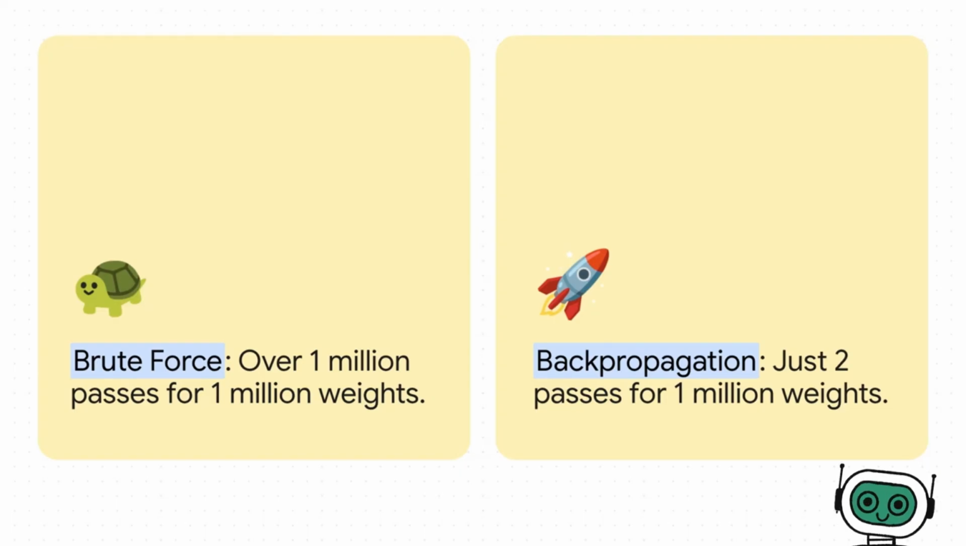So why is this whole algorithm so important? Well, in one word, efficiency. Just imagine trying to do this with brute force. For a model with 1,000,000 weights, you'd have to tweak each one by one, and then rerun the entire network just to see if it helped. That's over 1,000,000 separate passes. Backpropagation does the exact same thing in just 2 passes. 1 pass forward to see the error, and 1 pass backward to calculate the blame for every single weight. That's it. This efficiency isn't just a nice to have. It's the very thing that makes training these huge deep neural networks possible at all.